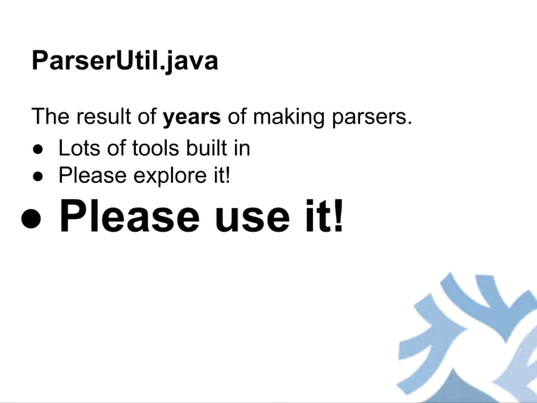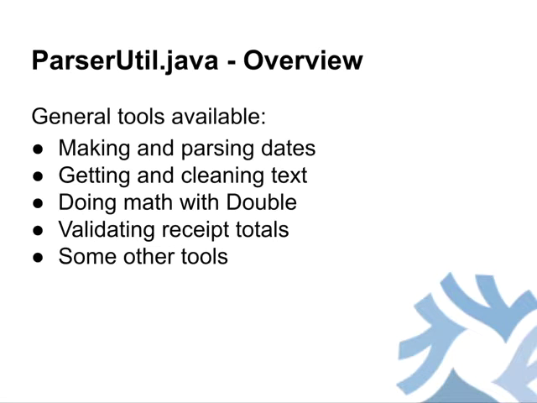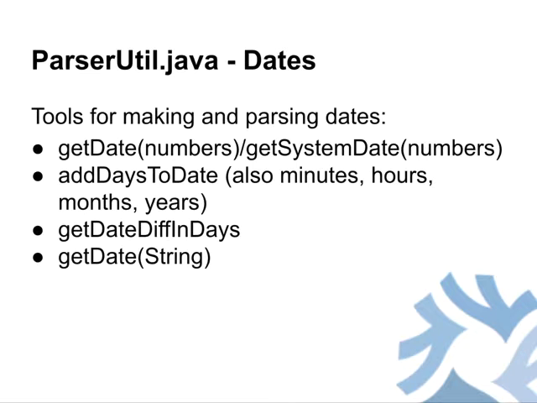Please use it. If you find yourself doing anything that seems simple, you should look inside of the ParserUtil to see if there's a tool that already exists to do that. There are 5 general sets of tools available. All of these are accessible as methods on the ParserUtil class. They're static methods, so you can just call them directly by passing strings or elements or date objects into them. These are the 5 tools that are generally available, and I'll go into depth on more of these here.